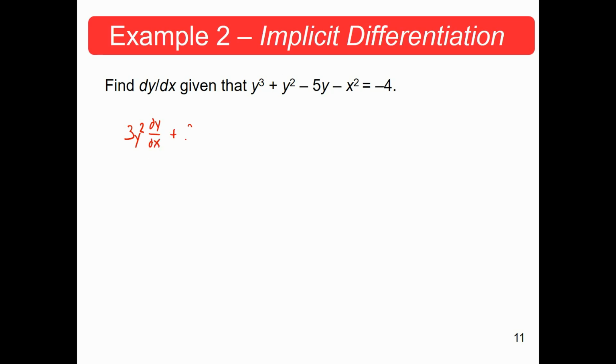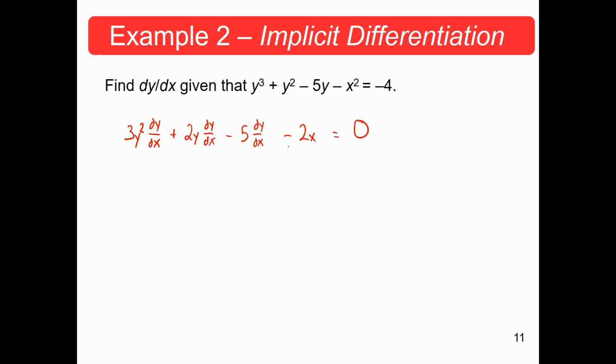Plus 2y dy/dx minus 5 dy/dx. Remember, if it's got a y in it, you're going to have a dy/dx. And then we've got minus x squared. Well, that's just minus 2x. We differentiate that like normal. Equals, what's the derivative of negative 4? Yeah, the derivative of any constant is 0.